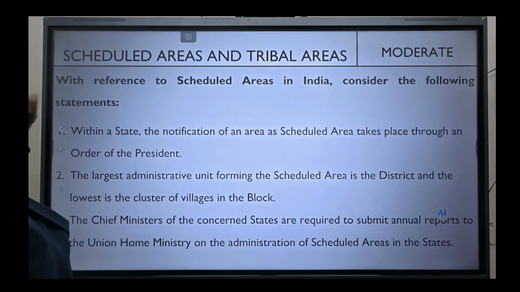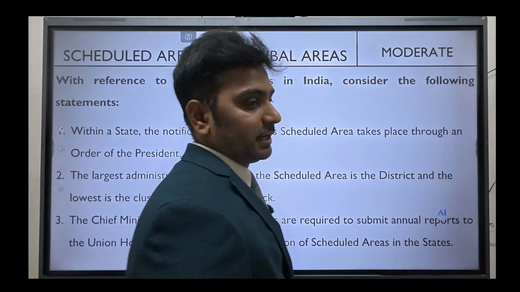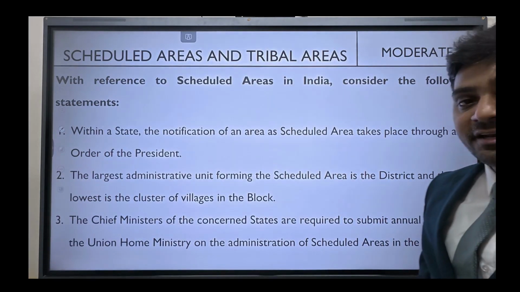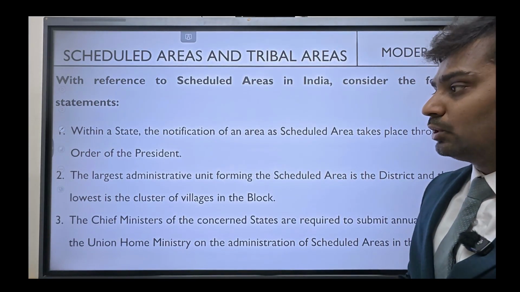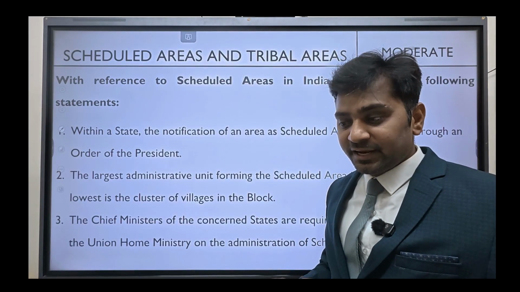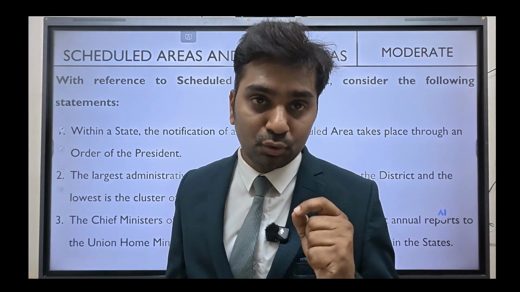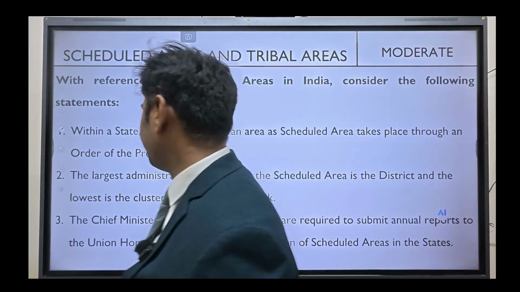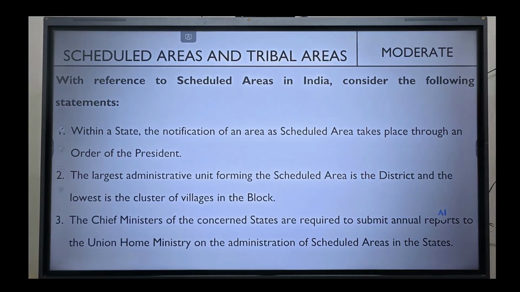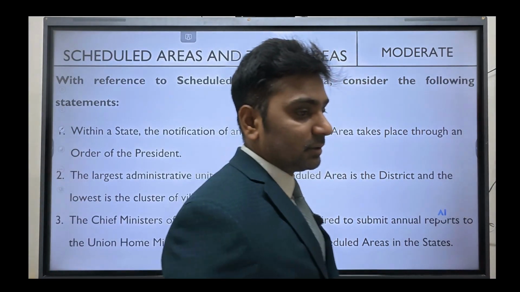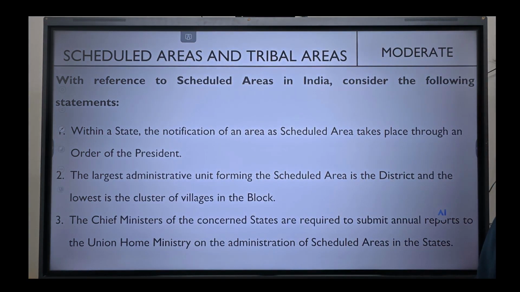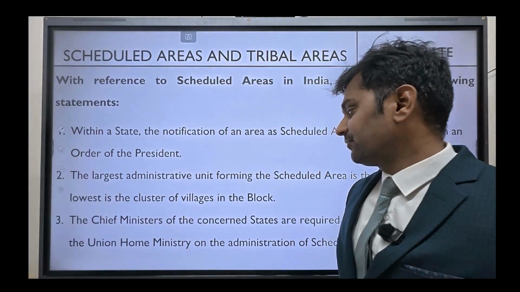Moving further. With reference to scheduled areas in India, consider the following statements. Within a state, the notification of an area to be a scheduled area takes place through an order of the president. Now, who will define an area as a scheduled area? Yes, the president of India has to notify an area as a scheduled area. The largest administrative unit forming the scheduled area is the district, and the lowest is the cluster of villages in the block.